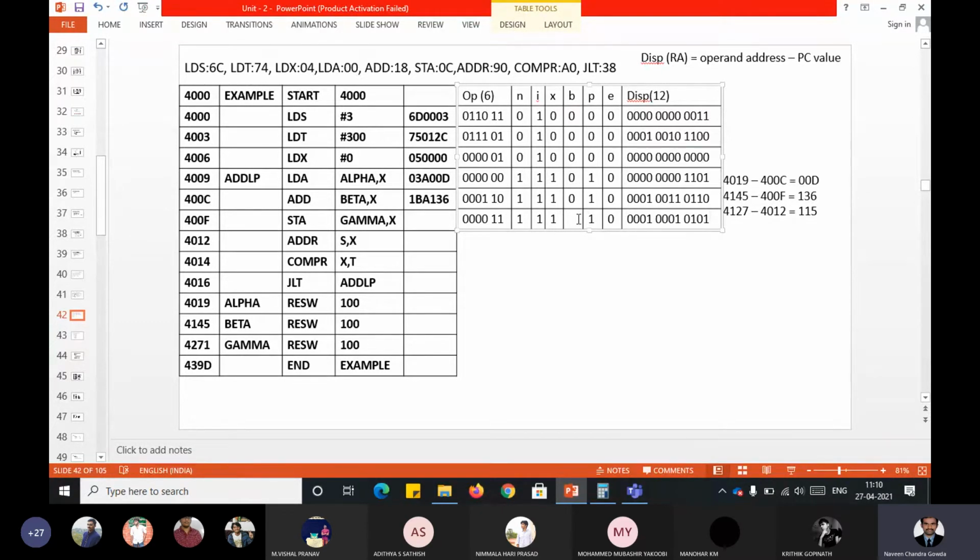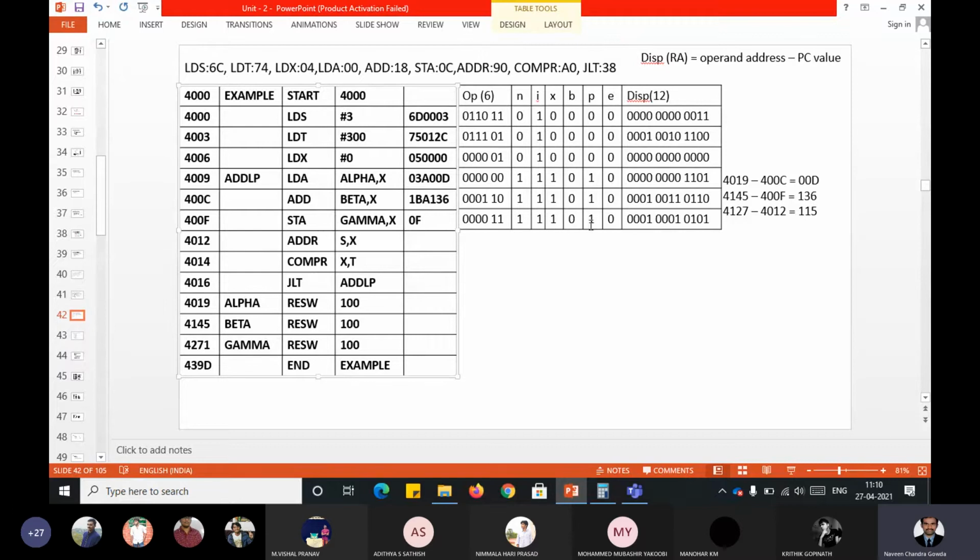So it is set as 0. Based on this, what is the object code? First 4 bits as zeros. Next 4 bits you can observe 4 ones, so it is F. Again, it is 1010, it is B. Again, you have 1 and 5. That's the object code for STA gamma X.